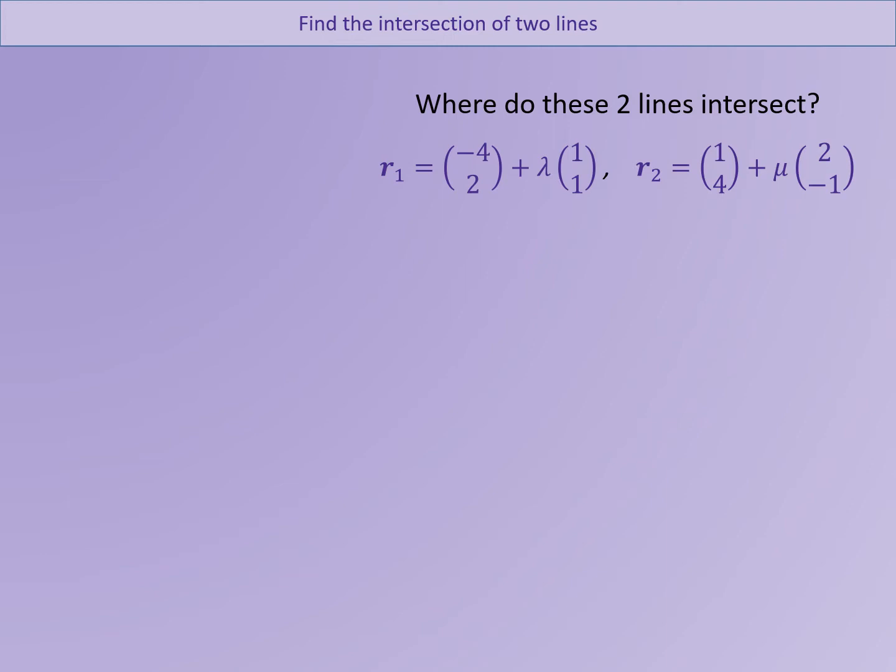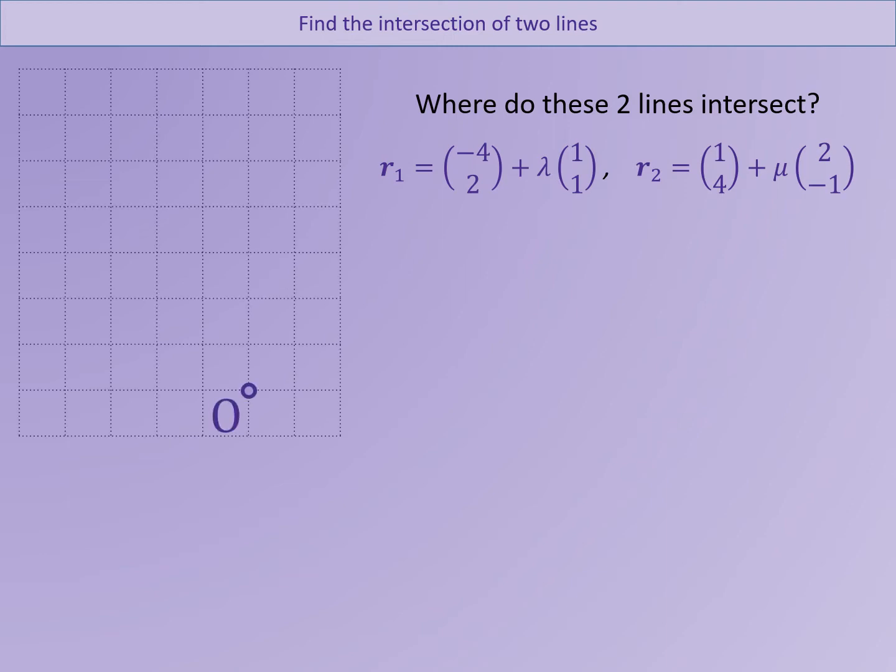We've got r1 equals (-4, 2) plus lambda (1, 1), and r2 is (1, 4) plus mu (2, -1). So we're going to look at what these lines look like when plotted on a graph. If we start with the origin, the position of the particular point on the first line is (-4, 2), and then the direction of the line is (1, 1). So the first line is as shown.